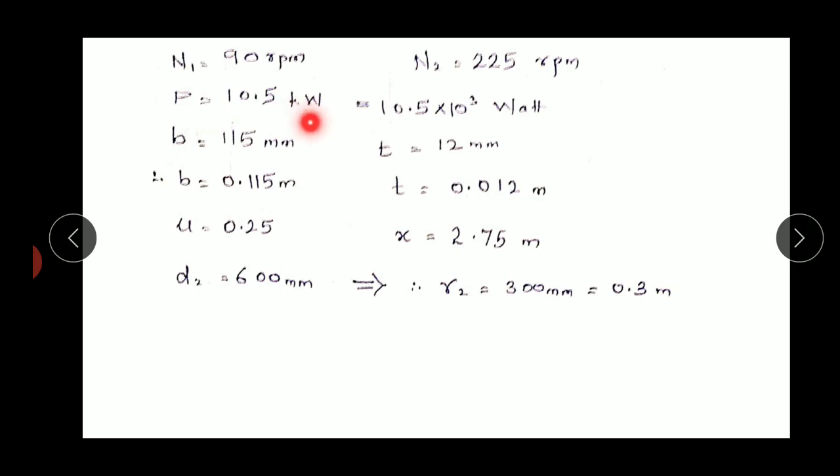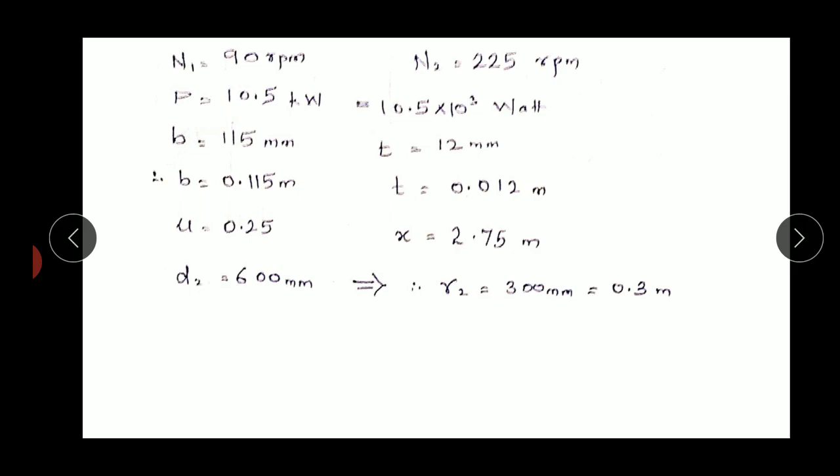Now the same data we had analyzed over here, N1, N2, the power. So power is given in kilowatt, we have to convert it in terms of watts, so it is 10.5 into 10 raised to 3 watts. Width small b, thickness small t. So again the width is given 115 mm, so we have to convert it into meters. We multiply it by 10 raised to minus 3, so we finally get width as 0.115 meters, whereas thickness 12 mm, multiplied with 10 raised to minus 3, we get thickness as 0.012 meters. Coefficient of friction mu, and x, that is distance between shafts, 2.75 meters.